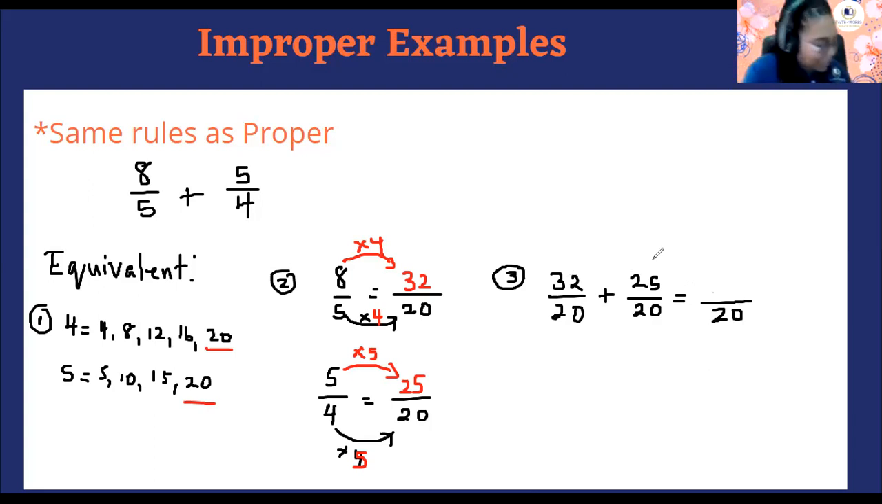32 plus 25. Answer in the chat. What's that going to give us? Anybody put the answer in the chat or say it out loud. 5 plus 2 is 7. 3 plus 2 is 5. 57. All right. Now we're not going to leave it as an improper fraction. We have to change it into a mixed number.